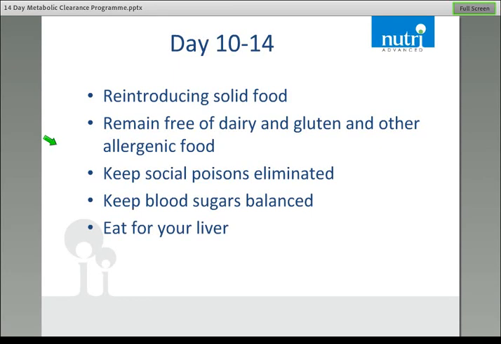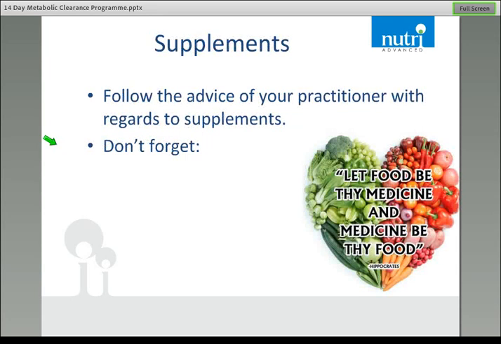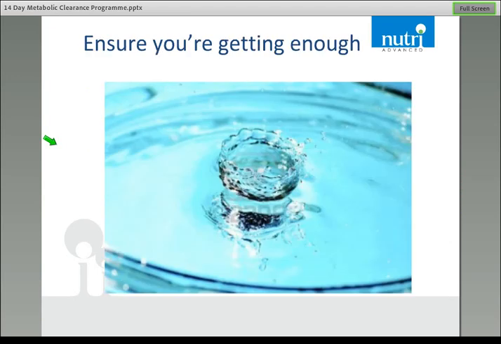And then days 10 to 14, we're reintroducing solid food, remaining free of gluten and dairy and those other allergenic intolerable foods, keeping social poisons eliminated, keep blood sugars balanced, and eating foods to support your liver. They're all the foods that are on your food list. Supplements. Follow the advice of your practitioner with regards to supplements. But don't forget, let food be thy medicine and medicine be thy food. Food is our primary medicine, so we don't ever want to lose sight of that.